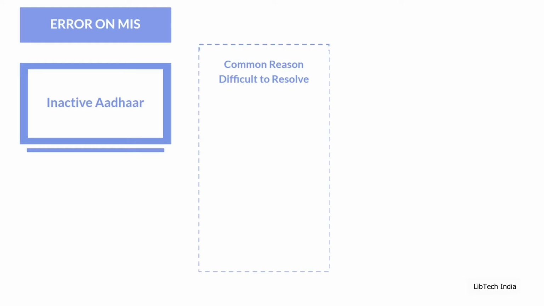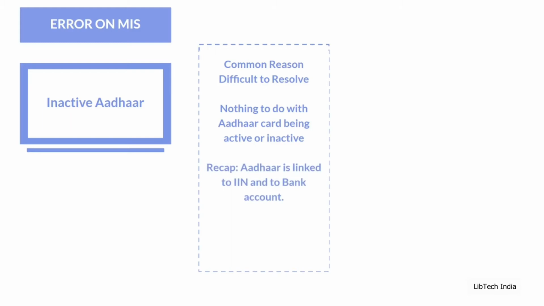Despite the name, inactive Aadhaar actually has nothing to do with the Aadhaar card itself. The card or the number does not become inactive. As discussed in previous videos, Aadhaar is linked to the bank IIN in the NPCI mapper, and that in turn is linked to the individual bank account. If the Aadhaar is not associated with any bank IIN, the NPCI mapper cannot find the correct bank to transfer the money to, and therefore the transfer cannot happen. The reason on the MIS is given as inactive Aadhaar.